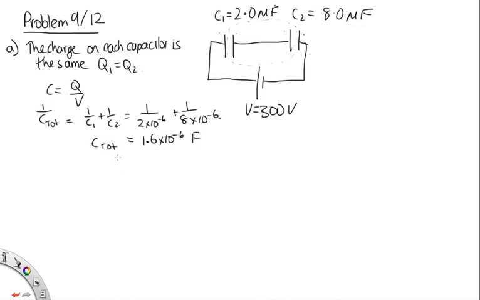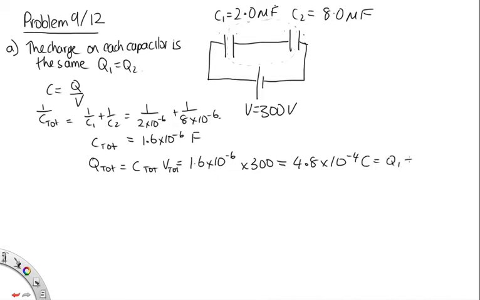Okay, so now we can get the total charge. Q total is equal to C total V, which is 1.6 times 10 to the minus 6, times 300. This is the total V as well. And so that is equal to 4.8 times 10 to the minus 4 coulombs, and that is equal to Q1 and Q2. So we've now got the charge on each of these capacitors.